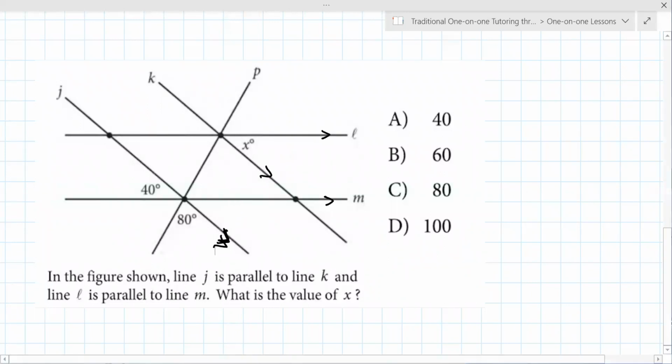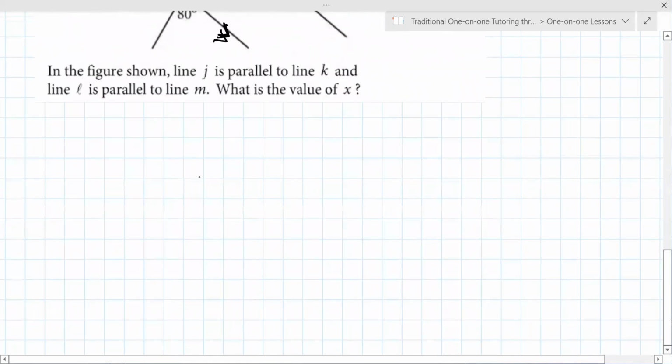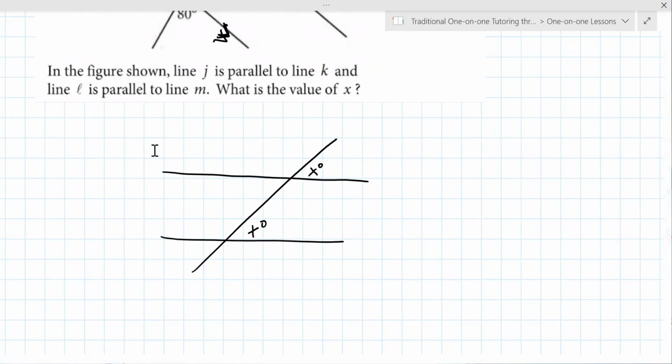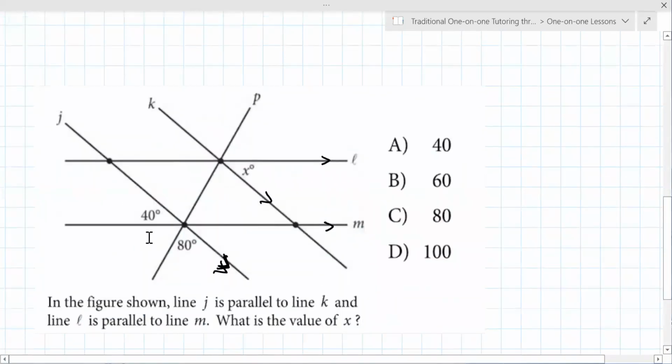Okay, so we need to do a quick review here. When you have two parallel lines and they are cut by a transversal, and let's say this is x, this angle is also x. Okay, and those are called corresponding angles. That's kind of the big one you want to go to here. So when you look at this picture, can you think of what angle corresponds to 40?